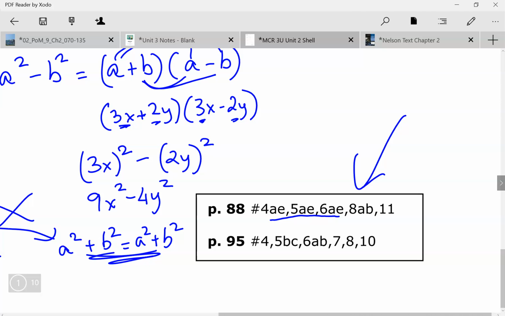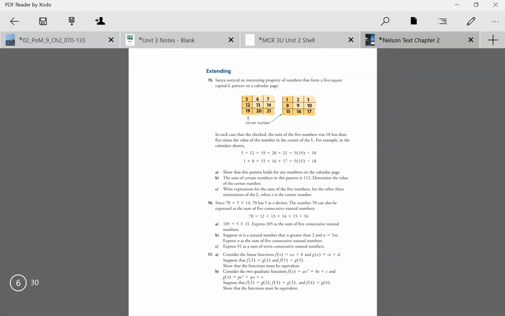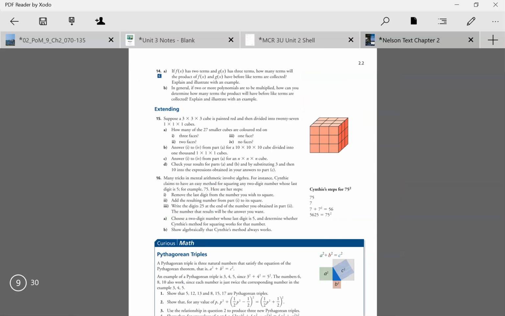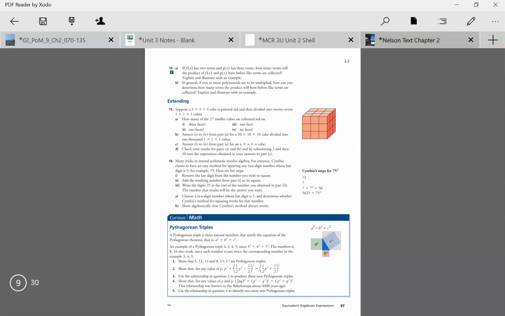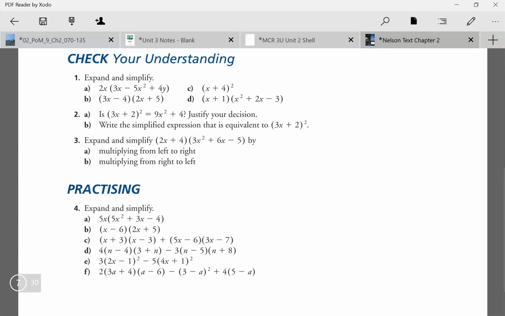Page 95, 4, 5, 6, 7, 8, 10. Let's go to page 95. Where's page 95? Did I pass it? Yeah, I did. 4, expanding. Hopefully we're okay with this. We covered a lot in class. Some of these are very similar to what we did in class. Please review that.